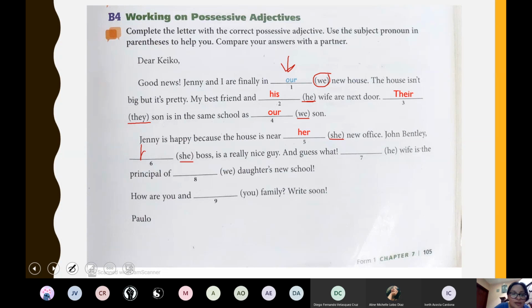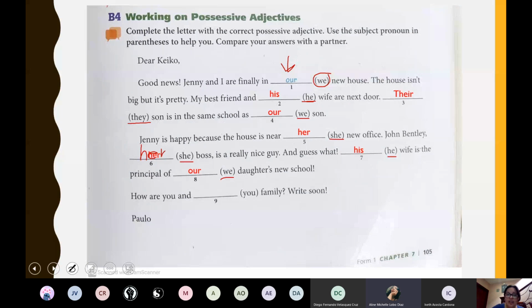Her boss is a really nice guy. And guess what? His wife is the principal of our daughter's new school. What is the possessive for him? His. What is the possessive for we? Our. Excellent. Our daughter's new school.